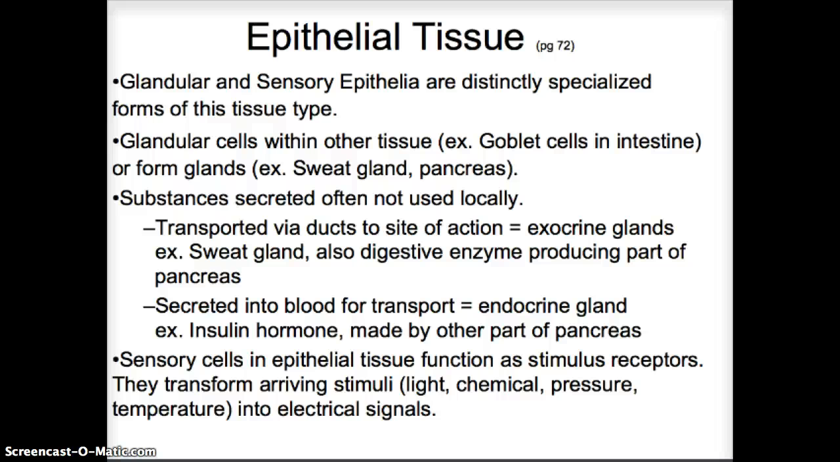Okay? And then lastly, we have sensory cells, and there's a very specific type of receptor cells that are derived from the epithelial tissue. We study those later when we get to the nervous tissue. What sensory receptors do is transform light or pressure or chemical or temperature stimuli and make them into an electrical signal. So that's very interesting when we study that.